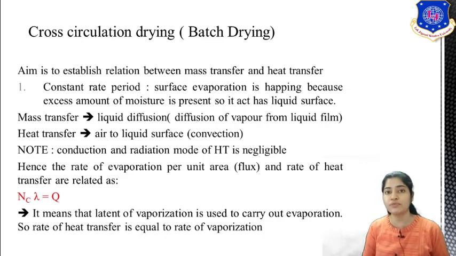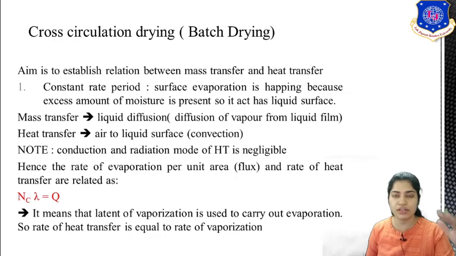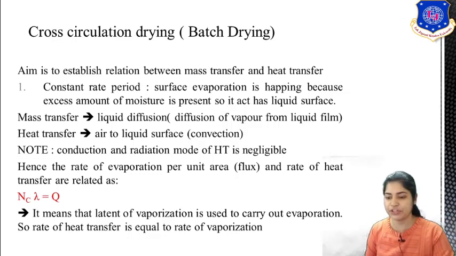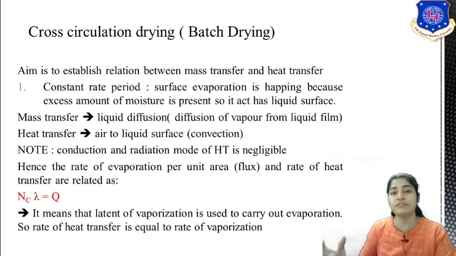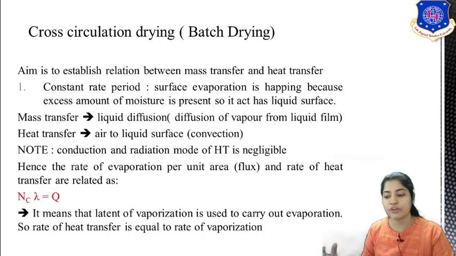Here mass is transferring, that is vapor from your wet solid to your drying medium, that is air. When we start drying, the first period we get is the constant rate period. In the constant rate period, surface evaporation is happening, because your surface behaves as a liquid film, since that much moisture is present. Here mass and heat transfer are occurring. First, the mass transfer is liquid diffusion, that is, diffusion of vapor from the liquid film.